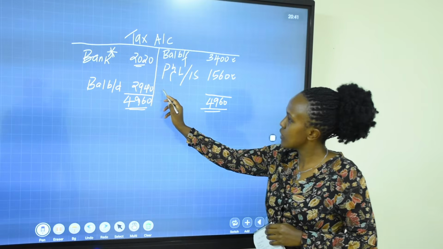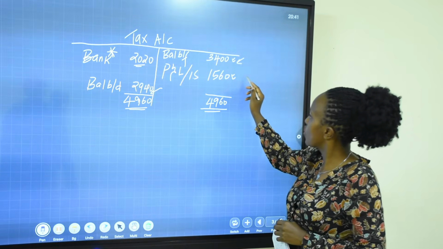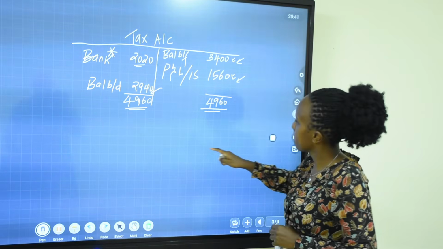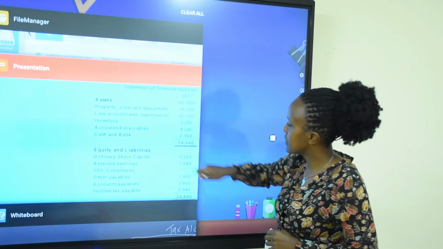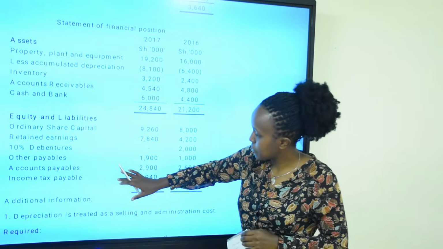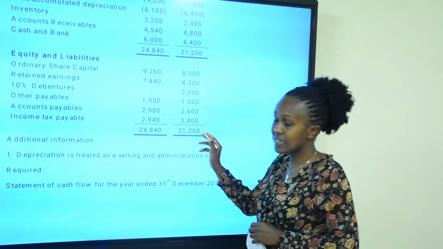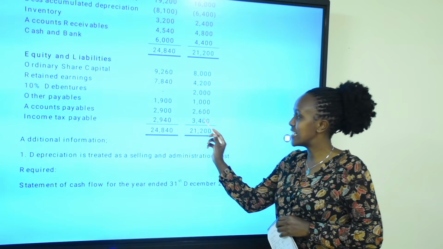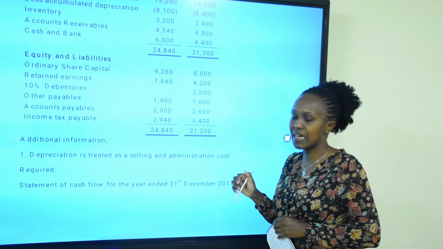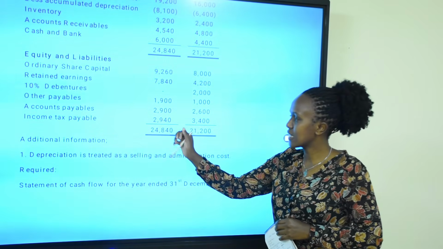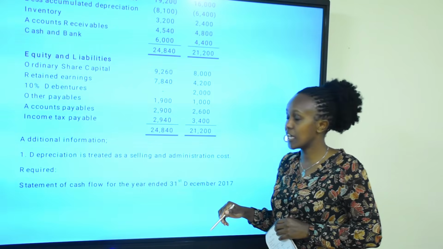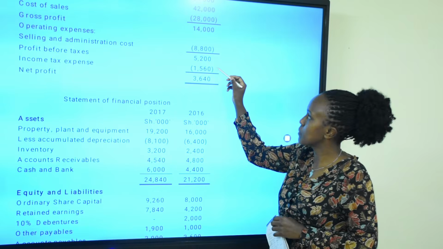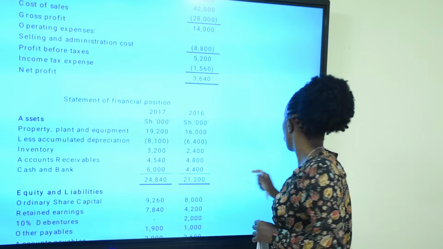And now maybe you're wondering, where did these figures come from? These were all given in the question. So you can see them here. The income tax payable at the beginning of the year was 3,400. It was payable, meaning it had not been paid. It is a liability. At the end of the year, the tax that has not been paid is 2940. And the tax that was for the year, the income tax expense for the year, was 1560.